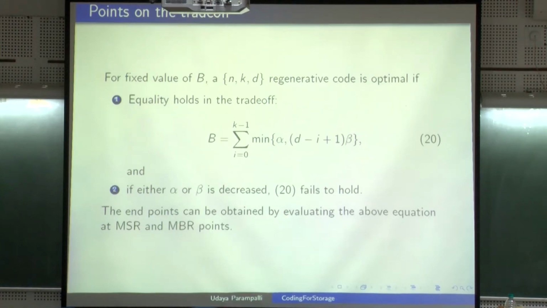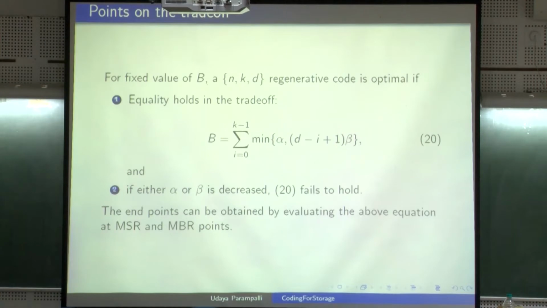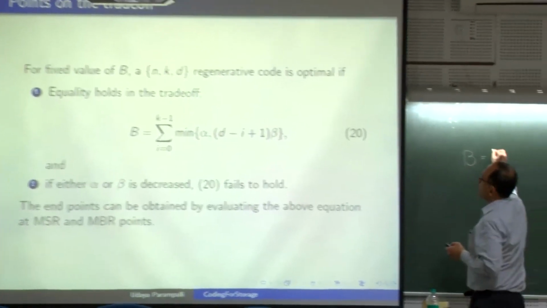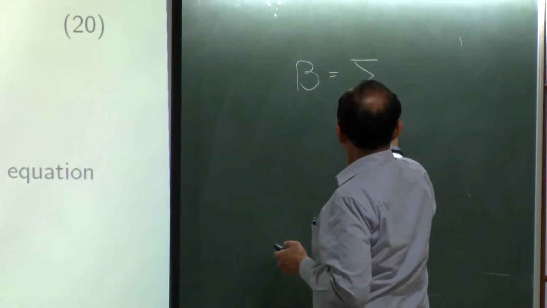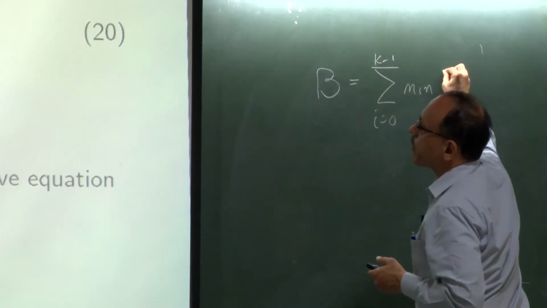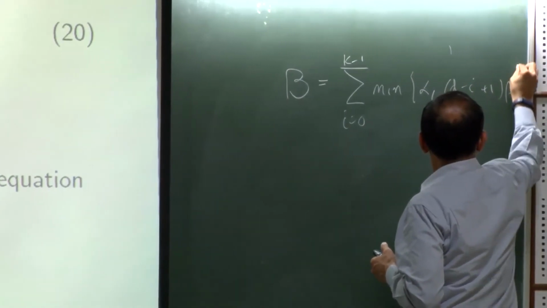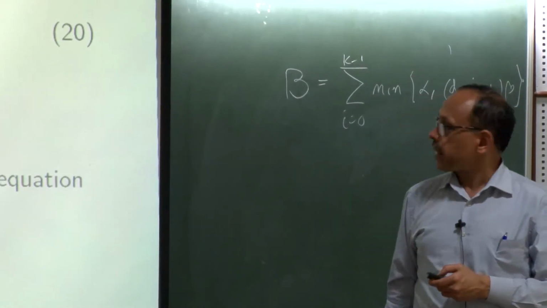So this is where I wanted to go. Let's work out the endpoints of the trade-off. For example, I will take the minimum storage regenerating point. Let me write down these equations here. Okay, that's the optimality equation.